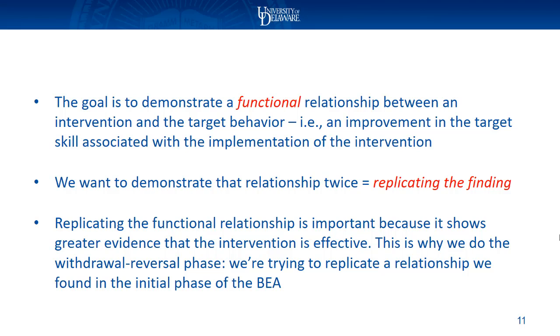So because we want to demonstrate and replicate the relationship twice, this is why we actually do the withdrawal reversal phase. We're trying to replicate a relationship we found in the initial phase of the BEA. This is also why when the withdrawal reversal phase is inconclusive, we do a third phase of the BEA. We're trying to find a replication, and if the replication is inconclusive, we will do a combined intervention.